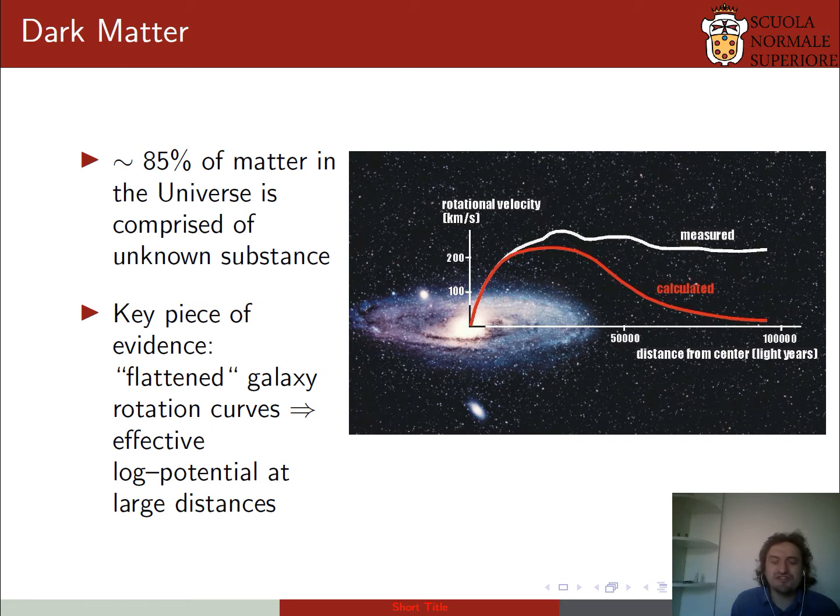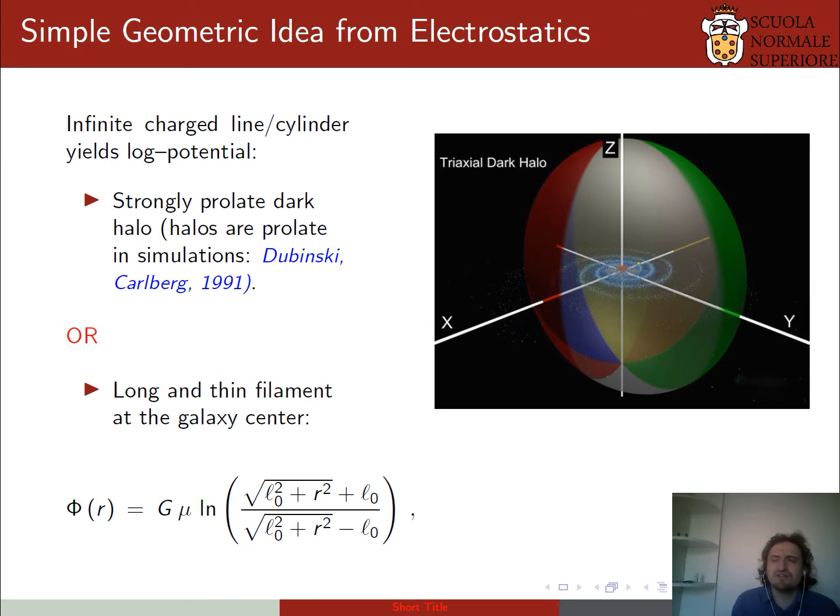One can conjecture that this flattening can be produced by a quasi-logarithmic gravitational potential. A simple geometric intuition from electrostatics tells us that quasi-logarithmic potentials can be produced by elongated mass distributions, and here we have two options. Either the dark halo itself is elongated in the direction orthogonal to the galaxy plane, or there is a long and thin string-like object in the center of the galaxy.